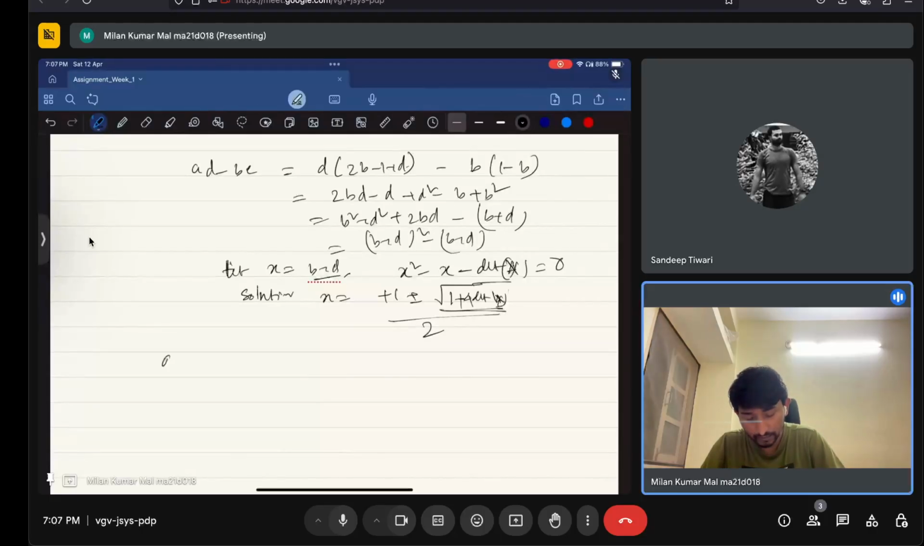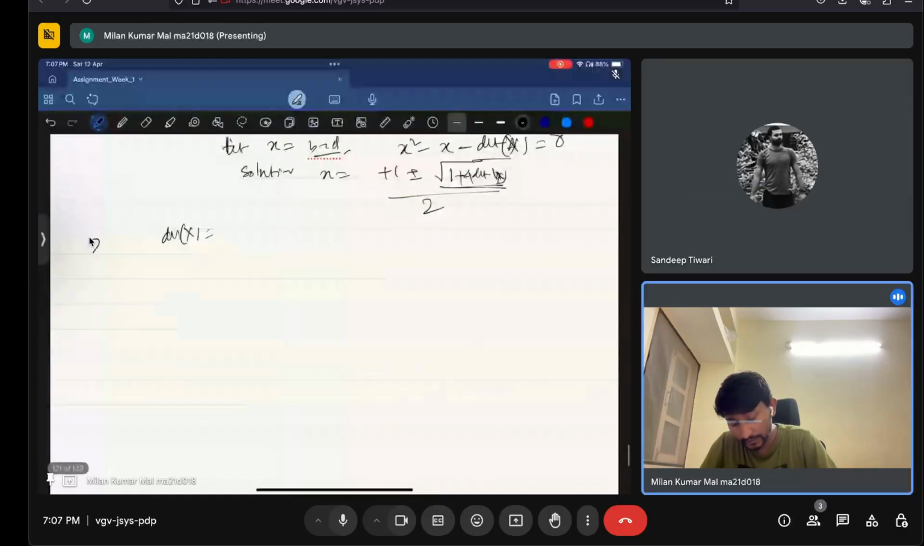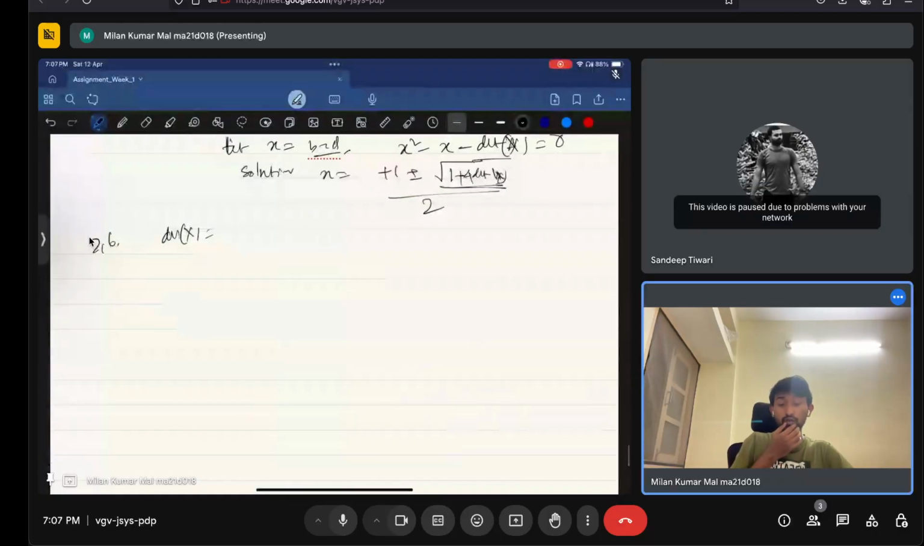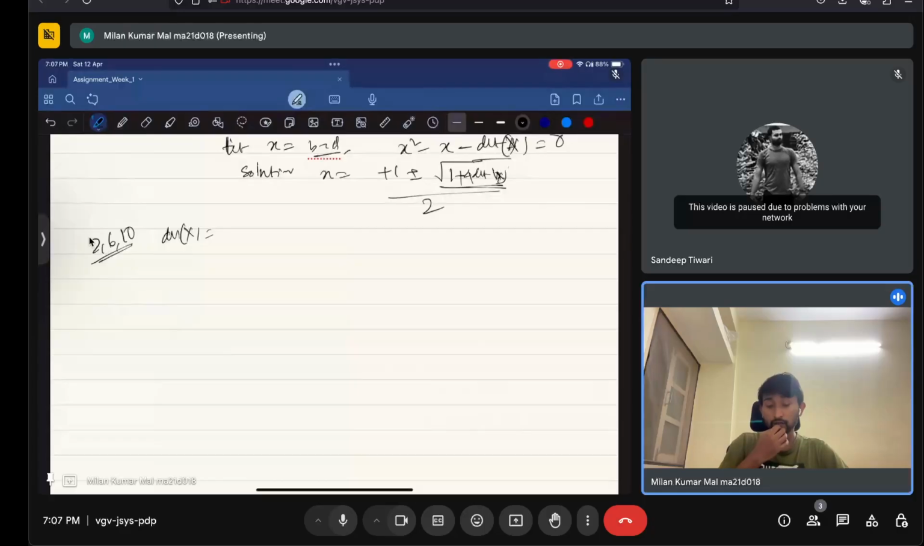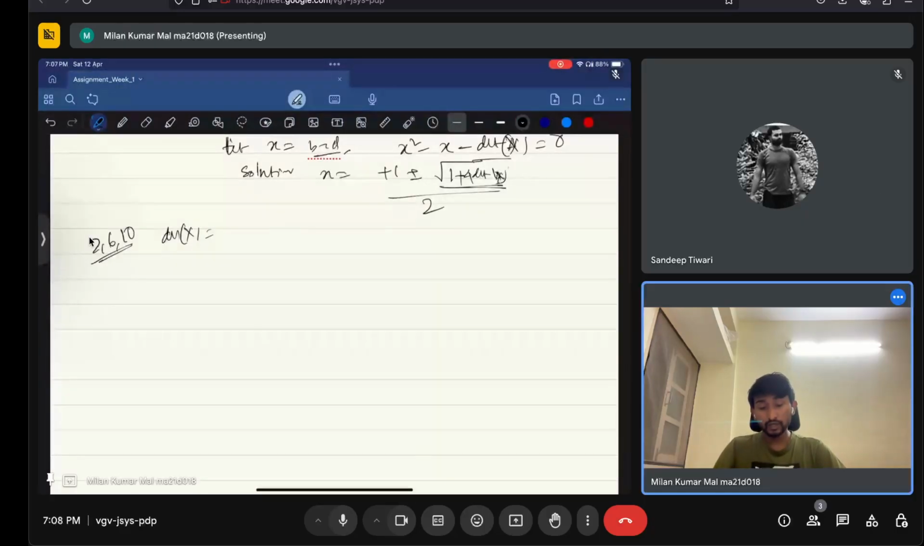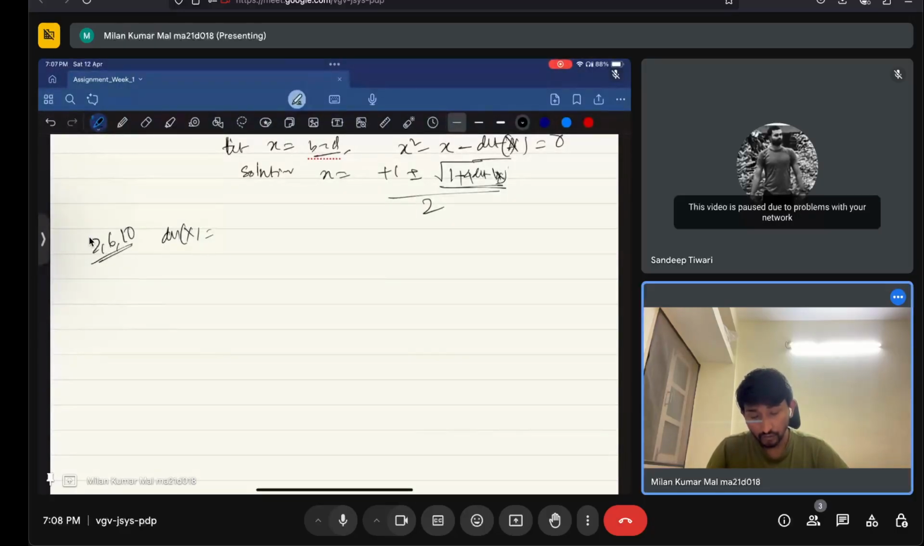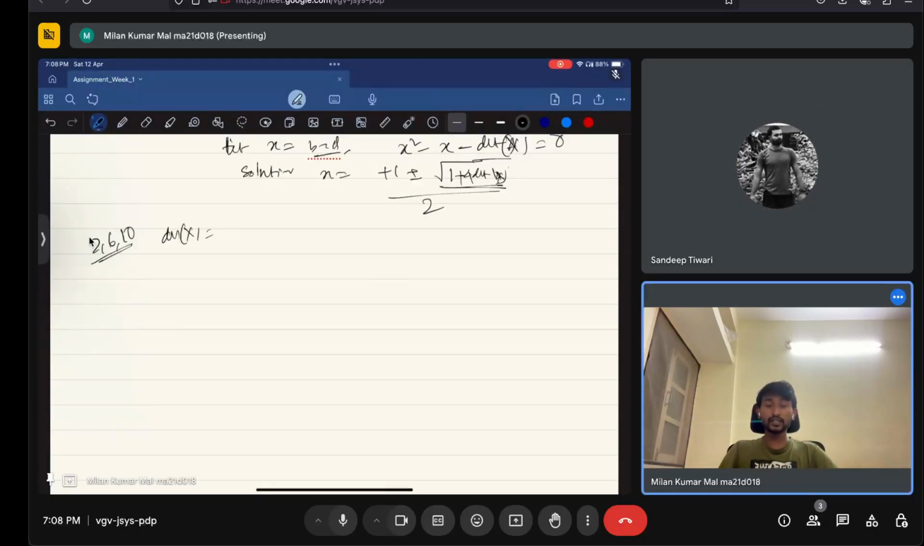But if we replace the determinant of x with all other values, 2, 6, 10: if we replace 2, we'll get 9, and 9 plus 1, 9 minus 1, we'll get an integer. If we replace the determinant with 6, we'll get it again. If we replace 10, 40 plus 1, 41, that we will not get. But if we replace 6, then we'll get 25, so 5 plus or minus 1 is there.